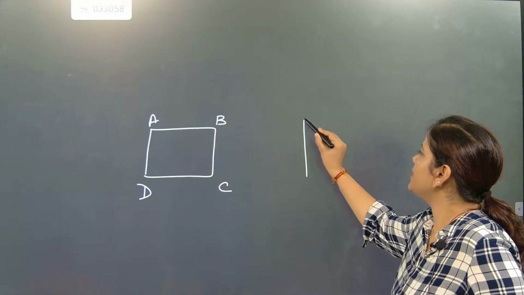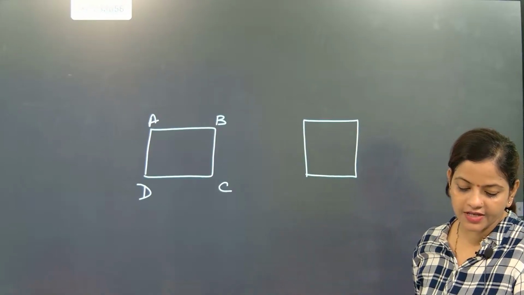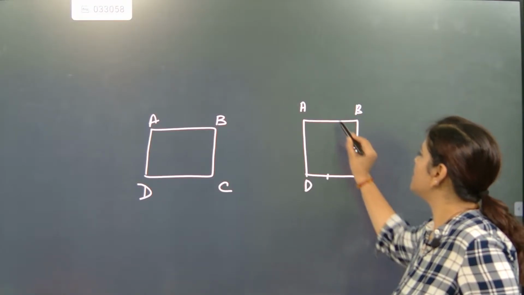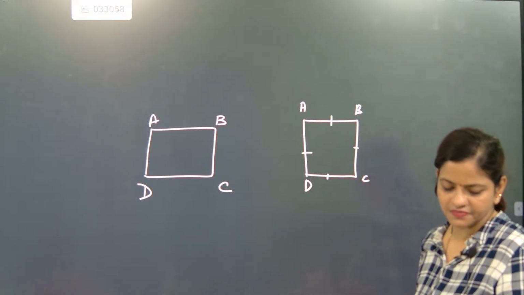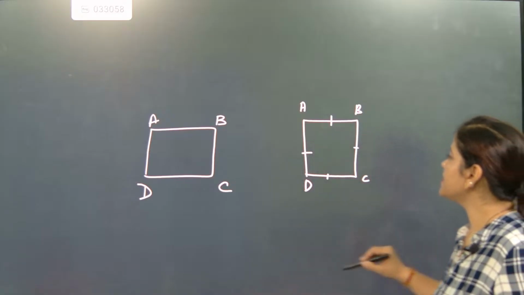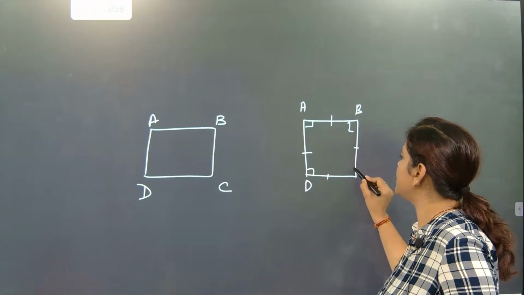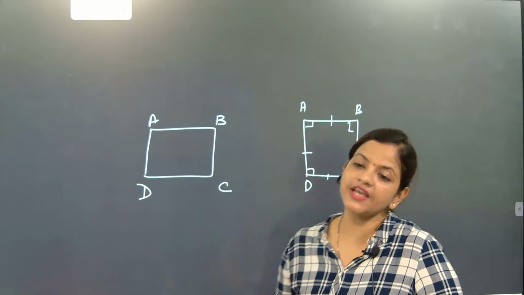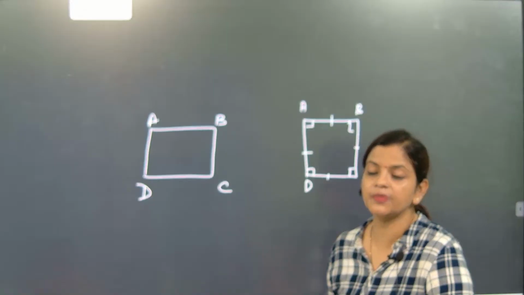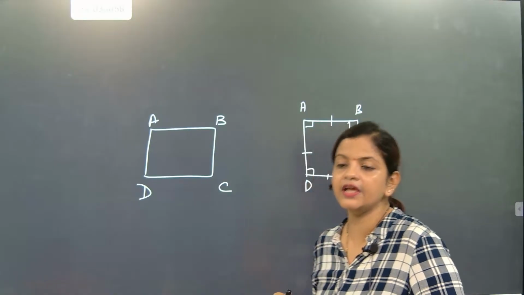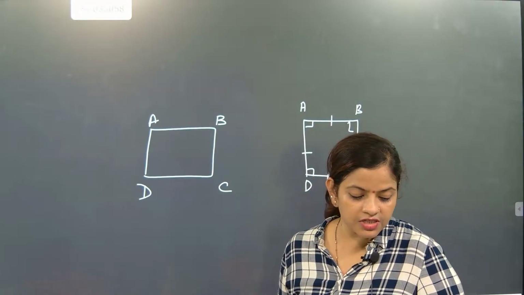So here, this is a square. The square has A, B, C, D. All sides are equal, and each angle is 90 degrees. So a quadrilateral will become a square when all sides are equal and each adjacent angle is how many degrees? 90 degrees. Understood? So this is called a square.